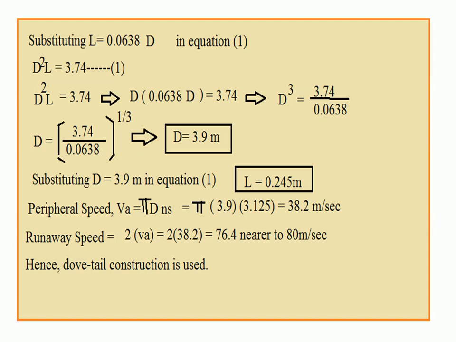After that, you have to check for peripheral speed. Peripheral speed Va equal to pi d into ns. You substitute all the values, d equal to 3.9, ns value 3.125, we are going to get 38.2 meters per second. Then runaway speed is given as 2 times the peripheral speed, 76.4, which is nearer to 80 meters per second. Hence, we have to use dovetail construction.